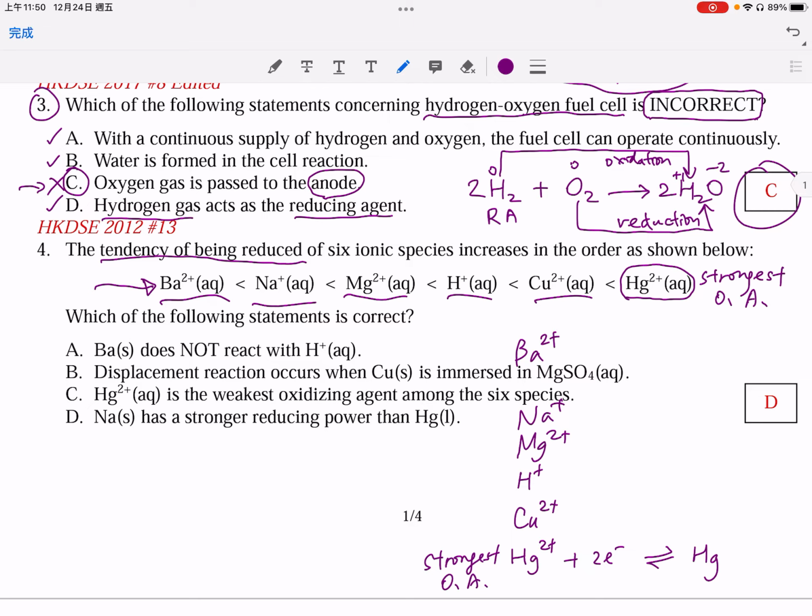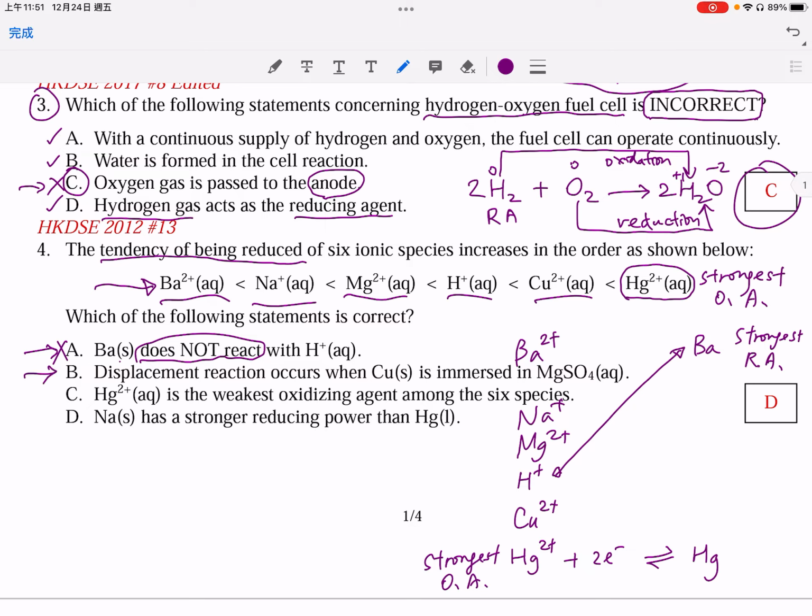So let's check the statements one by one. Option A. Ba does not react with H+, so Ba should be here. H+ is here. So Ba is actually the strongest reducing agent among the species involved here. So Ba should react with H+. Strong against strong, so does not react. This is of course incorrect.